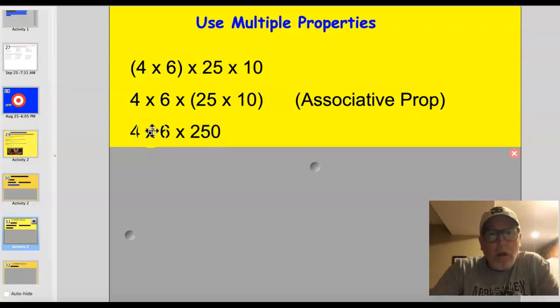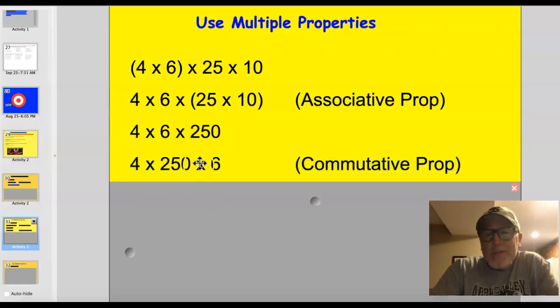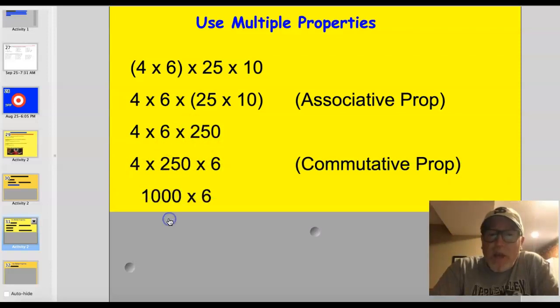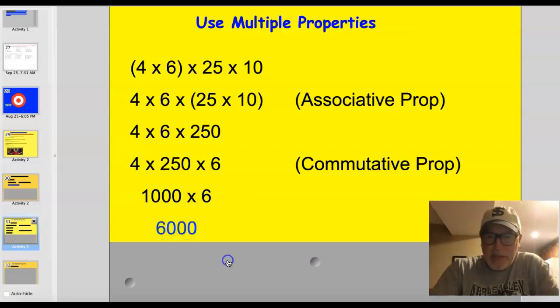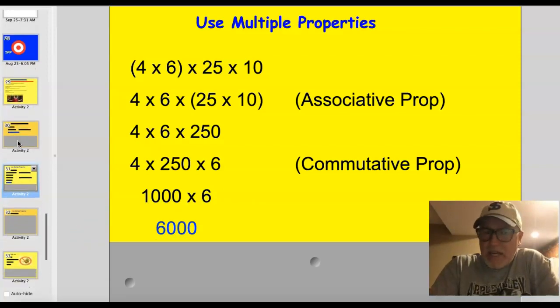Okay, well, I don't know what 24 times 250 is, but I can use the commutative property and move that 250 over here. And I know that 4 times 250 is 1,000. Then I have 1,000 times 6. Slam bam, thank you, ma'am. 6,000. I used multiple properties to solve that. I did not use a calculator.